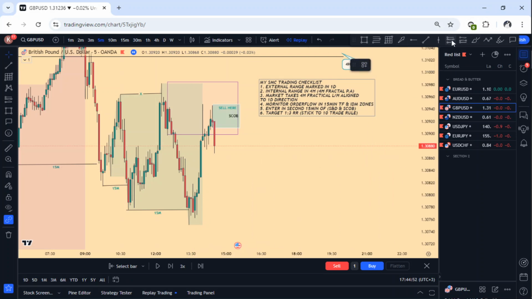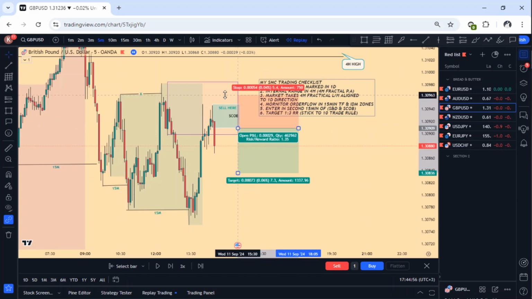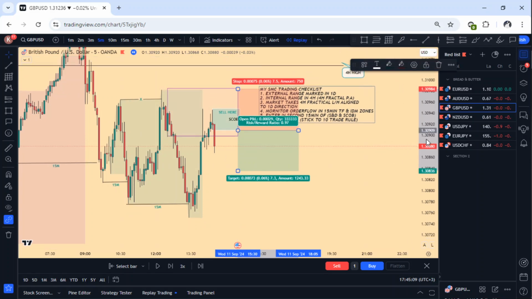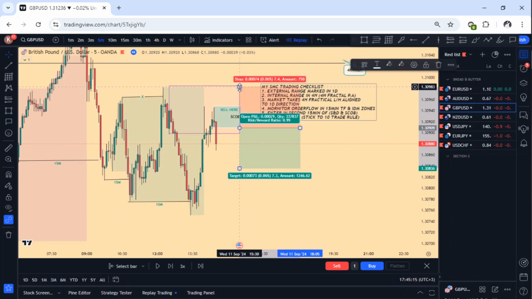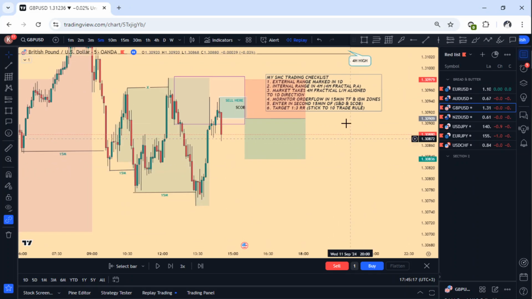So you can look to enter from pull back into that, or you can just take it from any reaction above. You can put your stop loss here, but you risk getting liquidated, and that would be 4 pip stop loss. So the most ideal one is to put it here. 7.5 stop loss is not bad at all. So that would be nice, or just 7 pip stop loss would be nice.